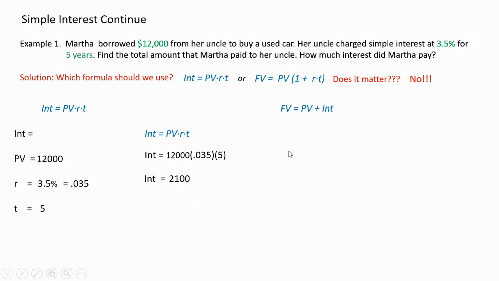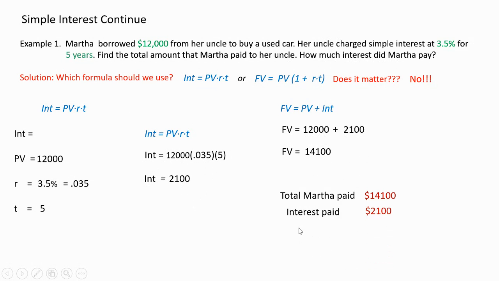Then to find how much she paid total, it's going to be the present value plus the interest. So if you add them up, it's going to be 14,100. That's how much Martha is going to pay back to her uncle, which was the 12,000 that she initially borrowed plus the 2,100, which was the interest. So total Martha paid was 14,100. Interest paid was 2,100. Okay.